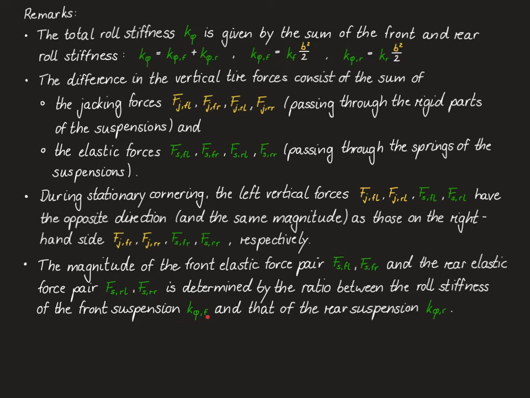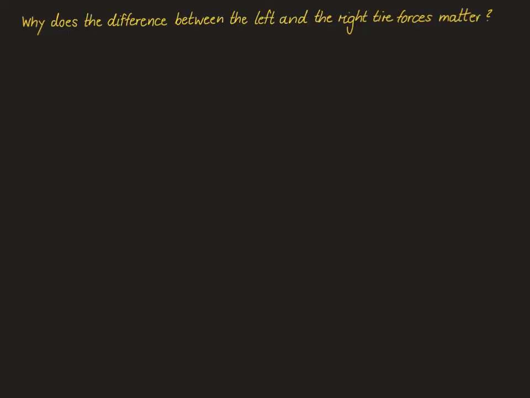meaning the higher the roll stiffness of the front suspension, the higher is the magnitude of the front elastic force pair, and the higher the roll stiffness of the rear suspension, the higher is the magnitude of the rear elastic force pair. And that brings us right to our next question. Why does the difference between the left and the right tire forces matter?